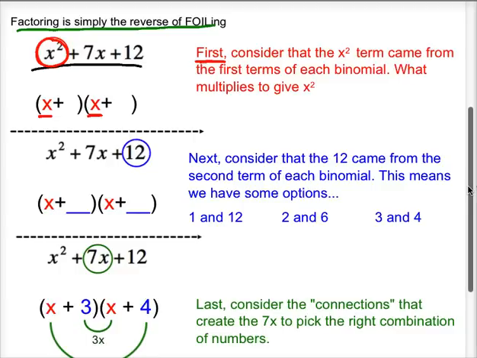Then the second step, you look at that last number, that 12. You want to break it down into any possible combination of numbers that multiply to 12. In this case, that would be 1 and 12, 2 and 6, 3 and 4. So get in the habit of writing all of those out. What I usually do is I just write it like this.